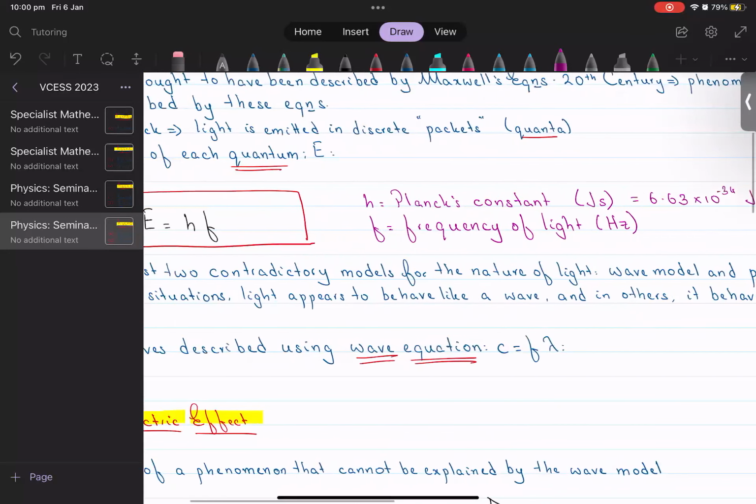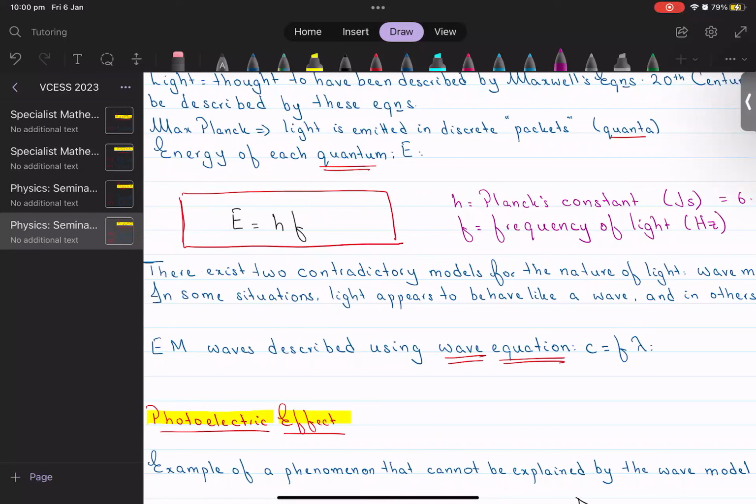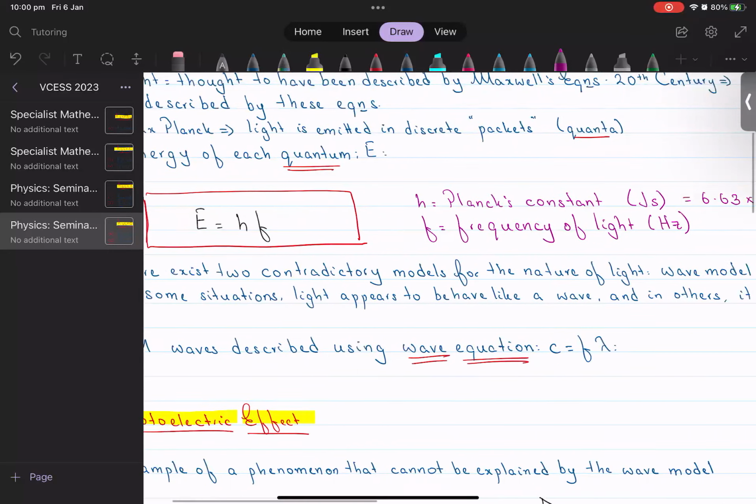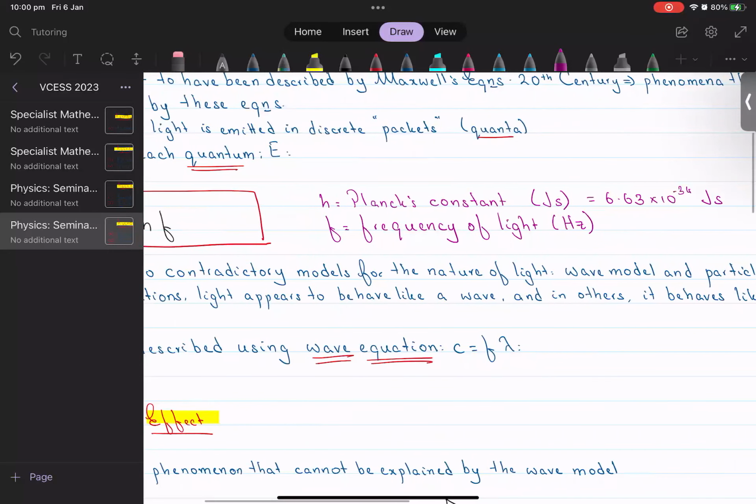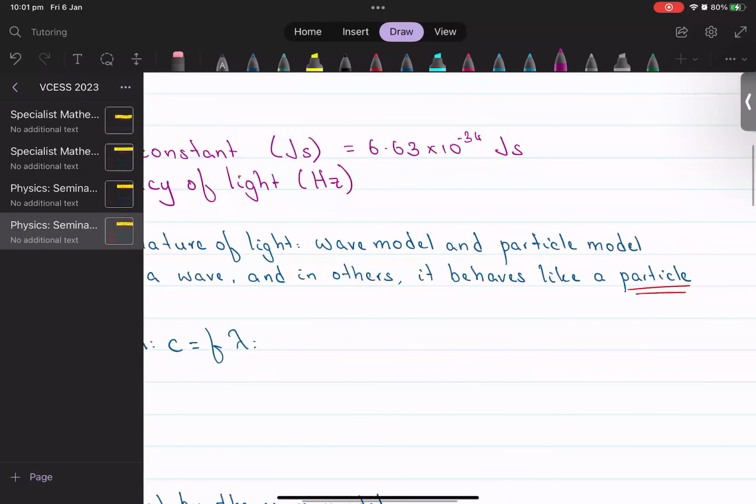Anyway, h is Planck's constant, named after Planck, obviously. And f is the frequency of light measured in hertz. So here we're assuming that light has a frequency, which means that we are assuming that this is a wave model already, because only things that are waves have an associated frequency.